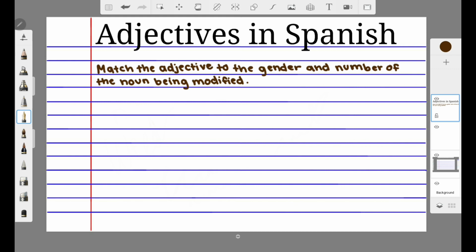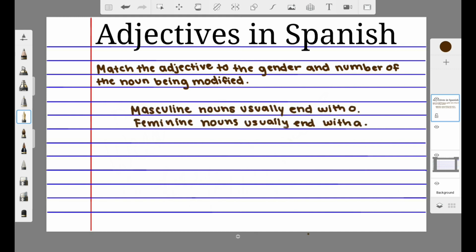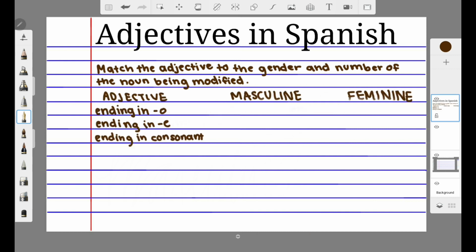Similar to definite and indefinite articles, we have to match the adjective to the gender and the number of the noun that's being modified for adjectives in Spanish. As a reminder, masculine nouns usually end with O, while feminine nouns end with A. Also, there are different types of adjectives. Some end in O, others end in E, and some also end in a consonant. So we're going to be going over how to adjust the adjective for each situation, masculine or feminine, and singular or plural.